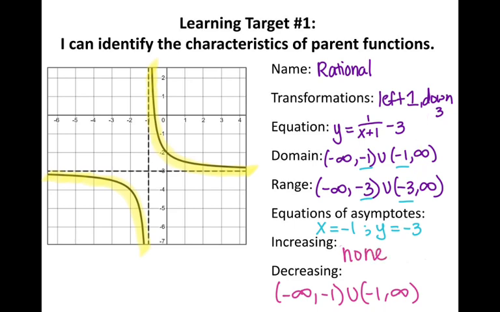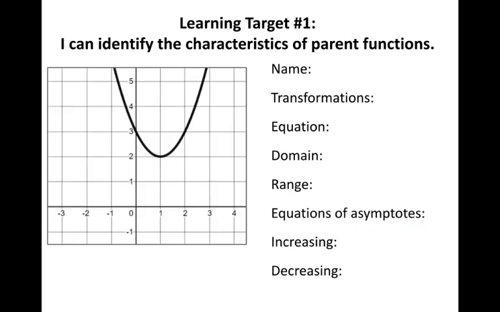So let's take a look at our next graph. Our next graph is a U-shaped graph, which I recognize as a quadratic. For the transformations, normally my vertex for my quadratic's at the origin, but it has been shifted to this point over here. So in order to get from my origin to that point, I am moving to the right 1 and up 2.